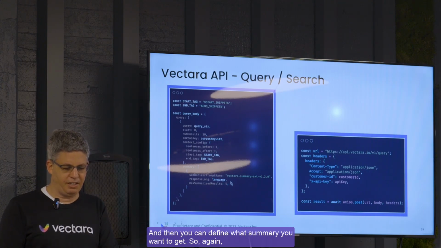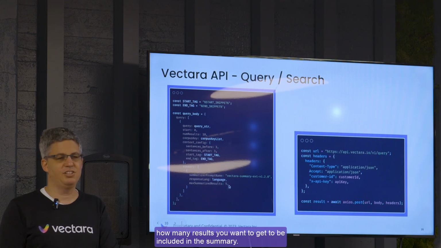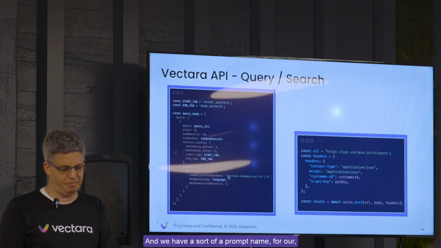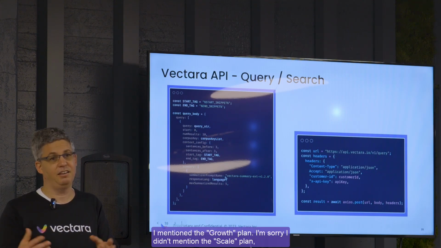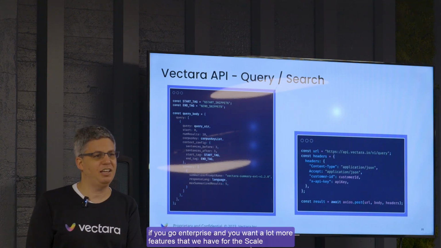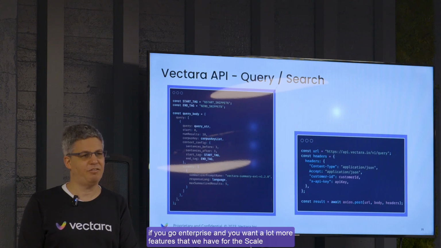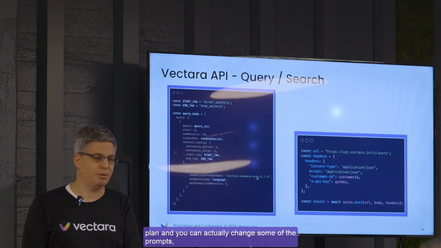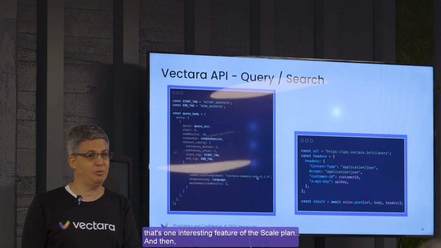And then you can define what summary you want to get, including how many results should be included in the summary. And we have a prompt name. I mentioned the growth plan, and I'm sorry, I didn't mention the scale plan, which is if you go enterprise and want a lot more features. With the scale plan you can actually change some of the prompts. That's one interesting feature of the scale plan.